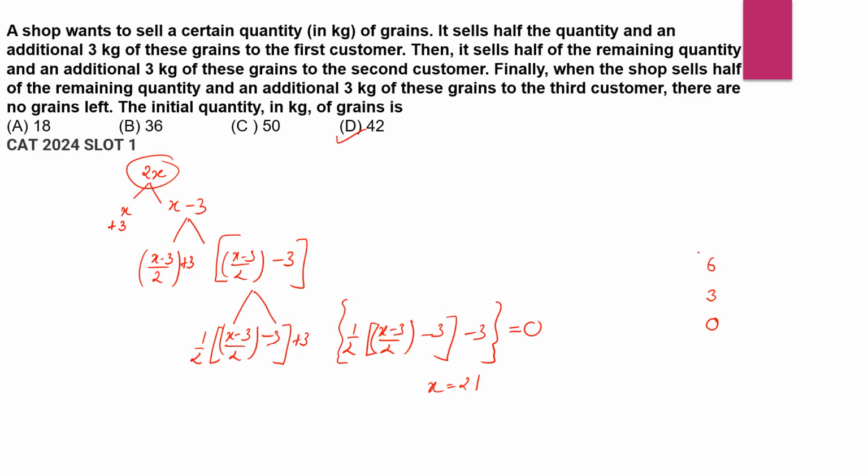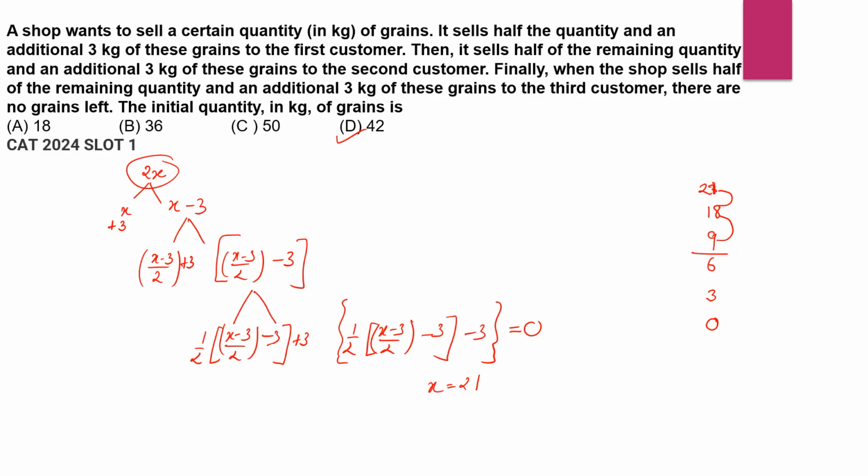Now, before this, I have given 3 kg to the second customer. That means if I don't give 3 kg to the second customer, I should be left with 9 kg. And before this, I have given half of the quantity to the second customer. That means I should be left with 18 kg before I give anything to the second customer. Now, before this, I've given 3 kg to the first customer. That means I should have been left with 21 kg.